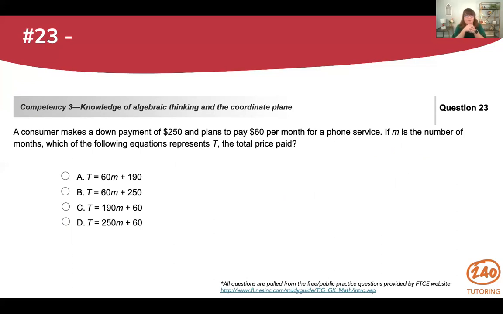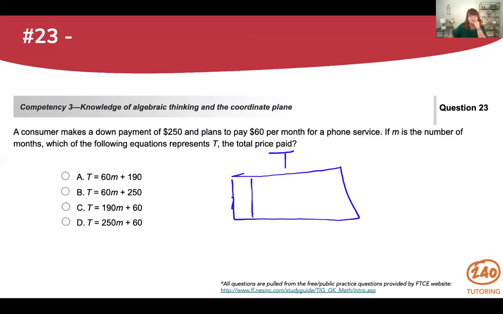It says a consumer makes a down payment of $250 and plans to pay $60 per month for a phone service. If M is the total number of months, which of the following equations represents T, the total price paid? So if I were to draw this, T is that total price paid, okay? And we know that right off the bat, the person paid $250 of that total price. Then they paid the rest of this right here at $60 per month, okay?